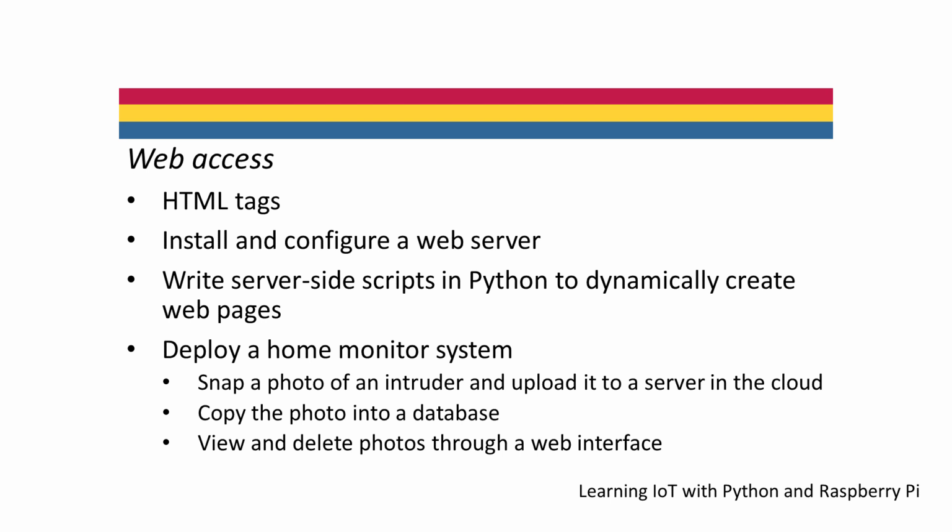The home monitor project is composed of a client-side Python script that snaps a picture if motion is detected. It then uploads the picture to a server in the cloud. A Python script running on a server in the cloud copies the picture into a database, and Python server-side scripts enable access to the pictures over a web browser.